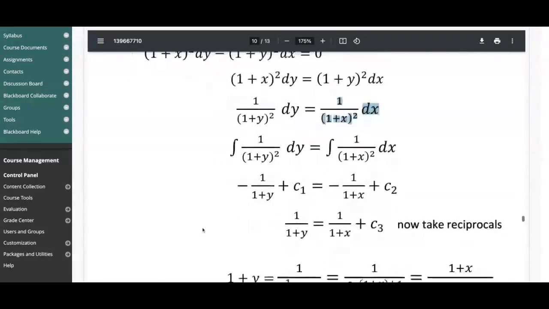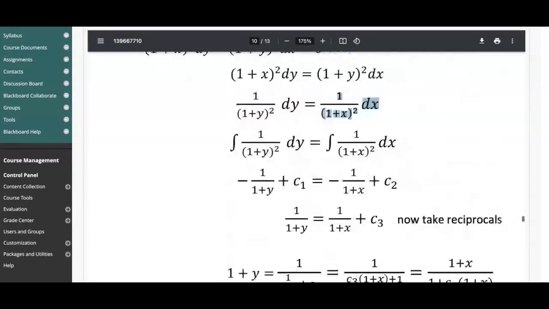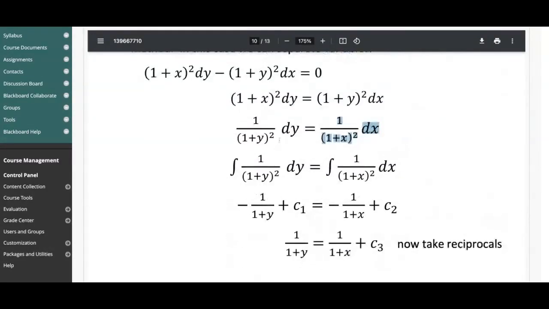The rest you can do, right? We integrate this equation on both sides simultaneously. And this is just 1 plus y raised to the negative 2. We use the power rule. We get this.